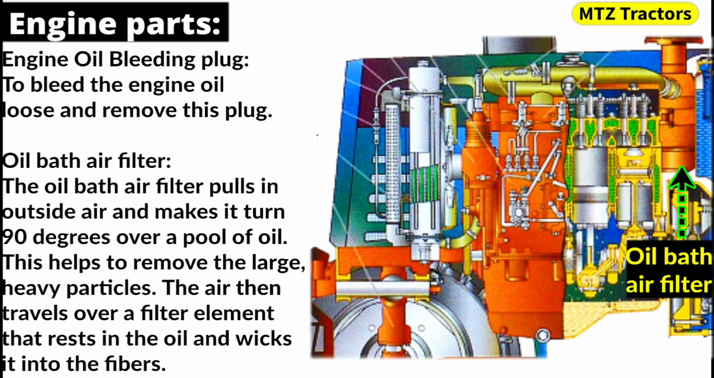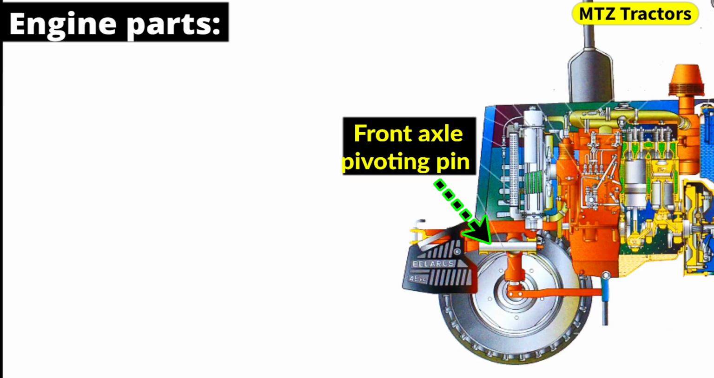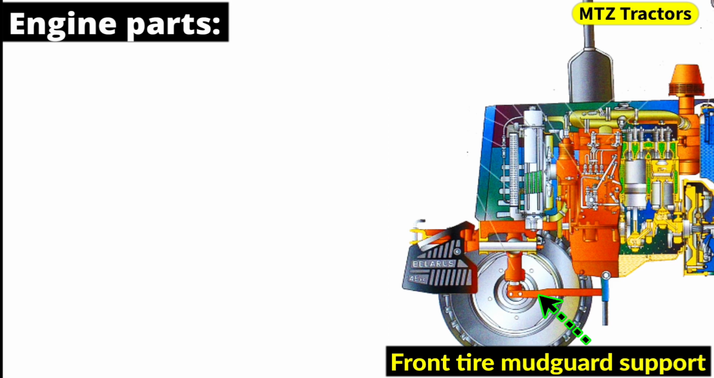Oil bath air filter. The oil bath air filter pulls in outside air and makes it turn 90 degrees over a pool of oil. This helps to remove the large, heavy particles. The air then travels over a filter element that rests in the oil and wicks it into the fibers. Front axle pivoting pin. Front tire mudguard support.